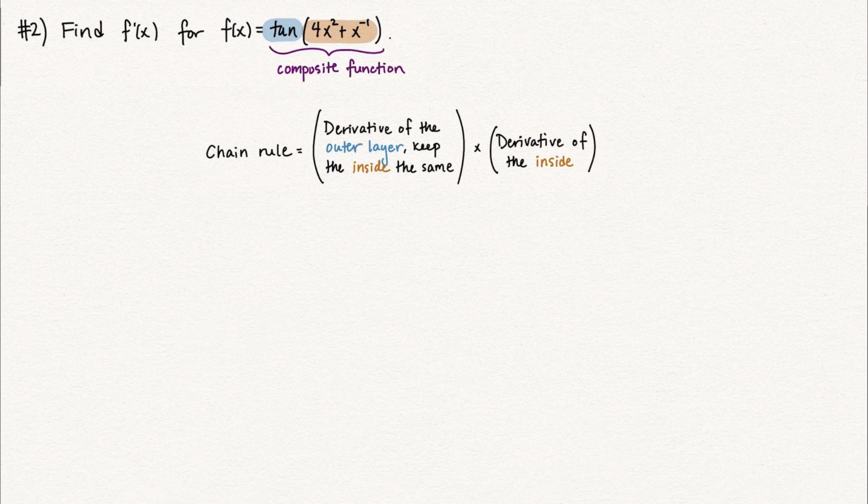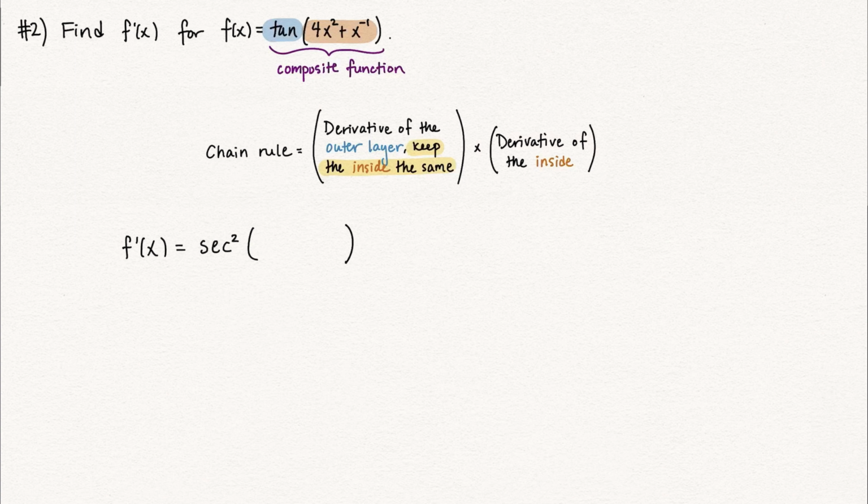By following the chain rule, we get that f prime of x will be equal to the product of two terms. The first term is going to be, first, the derivative of the outer layer, and the outer layer here is our tangent function, the function highlighted in blue. And we know that the derivative of tangent is secant squared. So let's go ahead and write that down. We have secant squared. And then I'm keeping my parentheses empty, and the reason why is because the second half of my first term says to keep the inside the same. And our inside function is the function highlighted in orange, so 4x squared plus x to the negative 1.